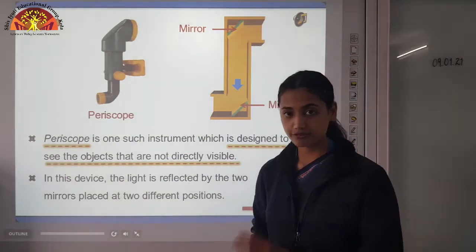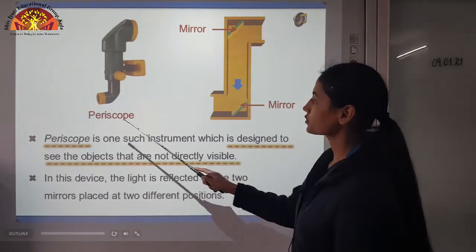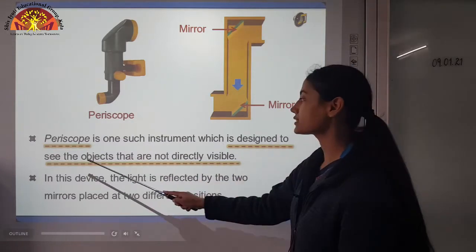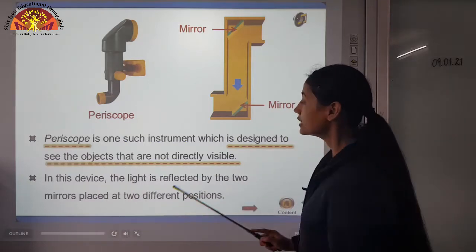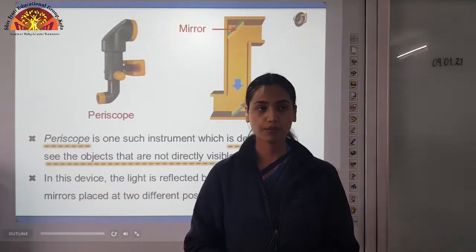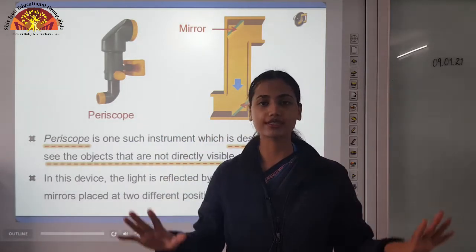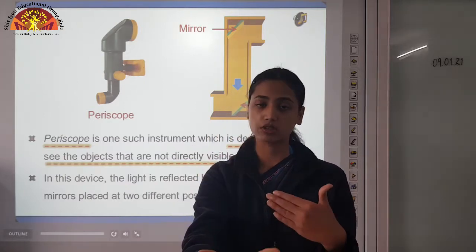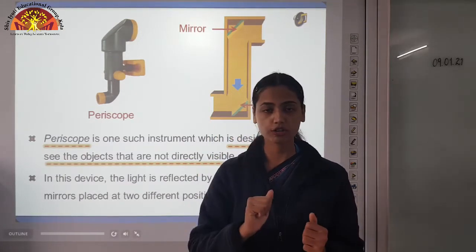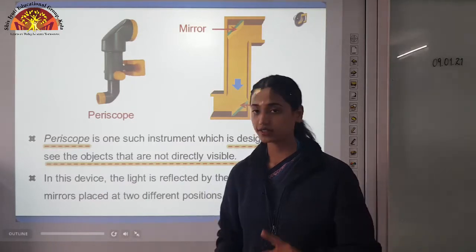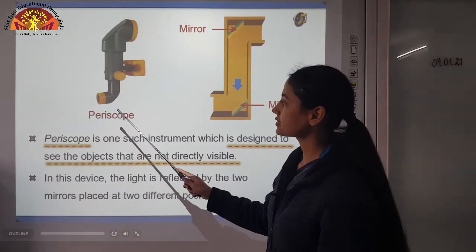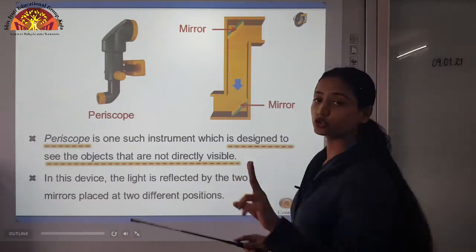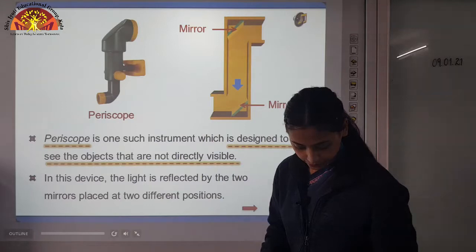So based on that fact, we have one device which is known as the periscope. This is an instrument which is designed to see the objects that are not directly visible. Suppose you are 5 feet tall, but in front of you a 7 feet wall is there. So you will not be able to see the things which are present behind the wall. Either by climbing the wall you will be able to see the objects, or by using this device, the periscope. So this is the structure of the periscope. Here we use two mirrors. Suppose you are standing here.